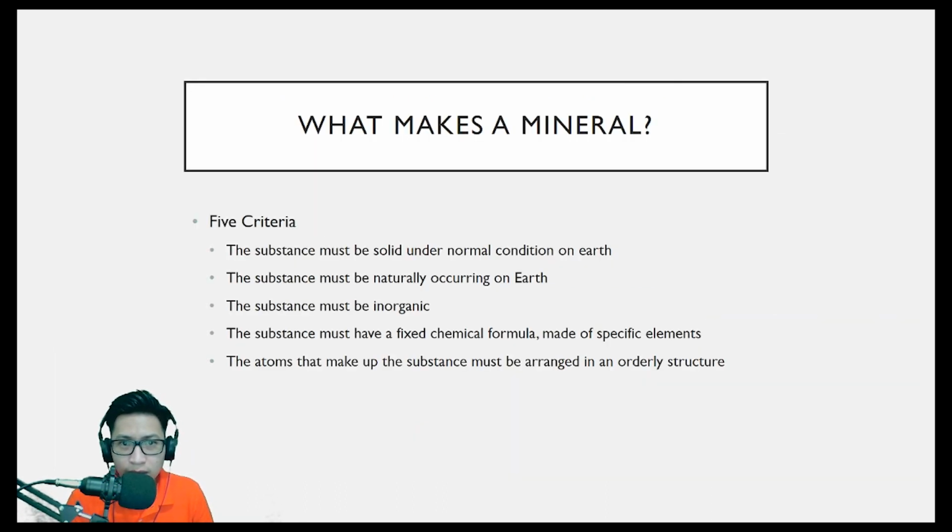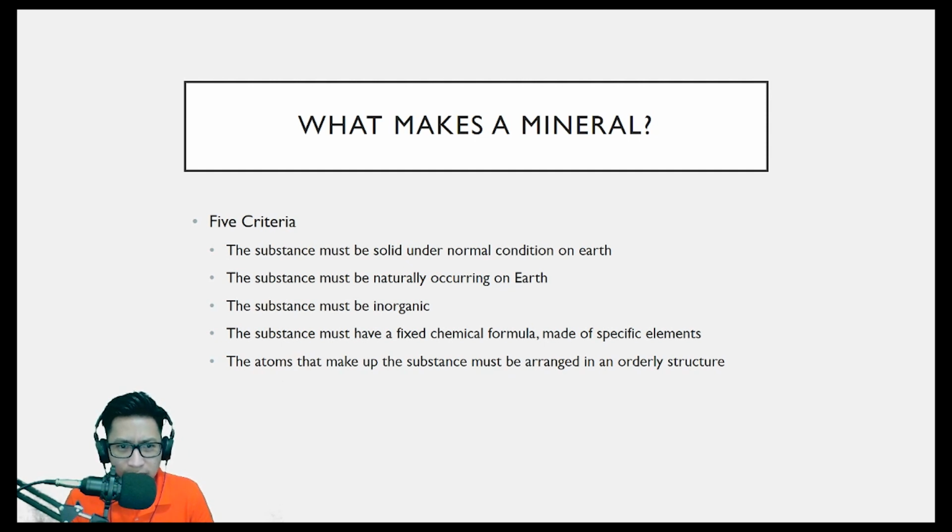We understand that in order for a substance to be a mineral, it should meet the 5 criteria that make a mineral. The first one is that the substance must be solid under the normal condition on Earth. So, hindi pwede dito ang liquid at gas. We also understand that the substance must be naturally occurring on Earth. It should not be man-made. The next one is that the substance must be inorganic. Hindi pwedeng nanggaling ang substance sa organic or living organism.